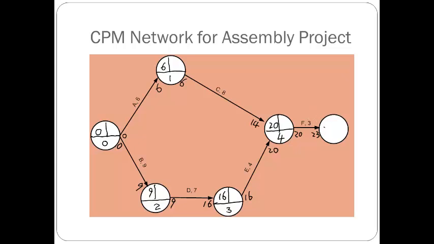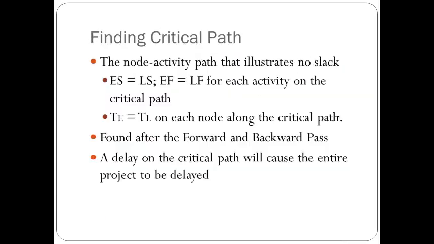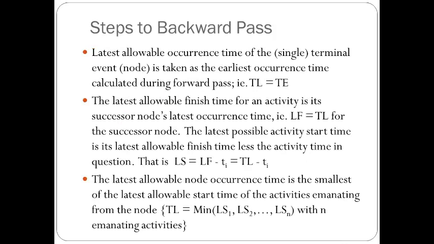So then that's the end of the event. The event occurrence time is 23. Okay, so this is going forward. Going forward, we calculate the events' early occurrence time, and all the activities' early start and early finish times. Okay, any questions so far? Pretty easy. Okay, now we'll go backwards.